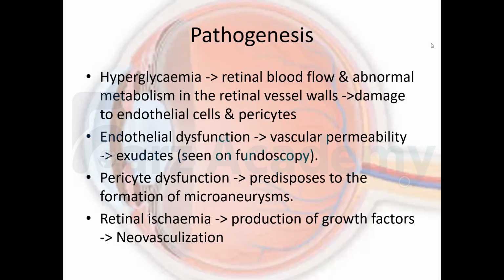Okay, so what is the pathogenesis of diabetic retinopathy? When there is hyperglycemia, there is altered retinal blood flow and abnormal metabolism in the retinal blood vessel wall. This leads to damage of the endothelial cells and the pericytes. Because of this damage, it leads to endothelial dysfunction, leading to vascular permeability and exudates, which we see on fundoscopy. And pericyte dysfunction predisposes to the formation of microaneurysms. And there is eventually retinal ischemia, leading to production of growth factors and neovascularization.